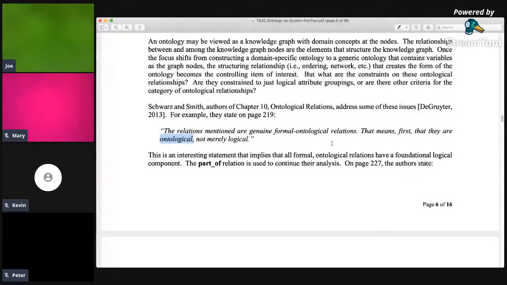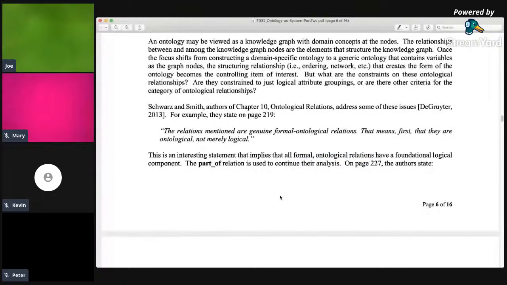What are these attributes? What are these characteristics? How do we tell an ontological attribute from a logical attribute from a non-ontological attribute? How do we make this distinction? And that's, again, something we will be working on as we go forward. And this is an interesting statement because it implies that all formal ontological relations have a foundational logical component.